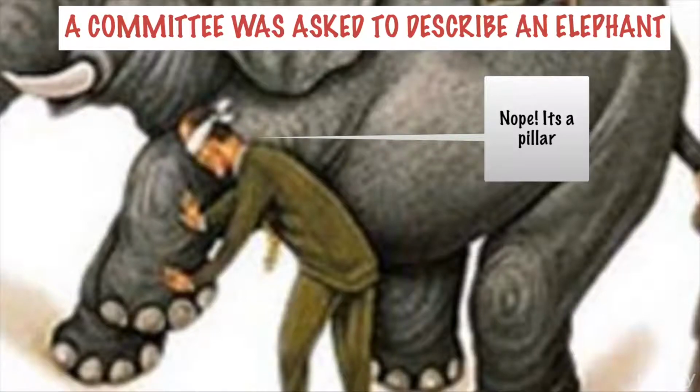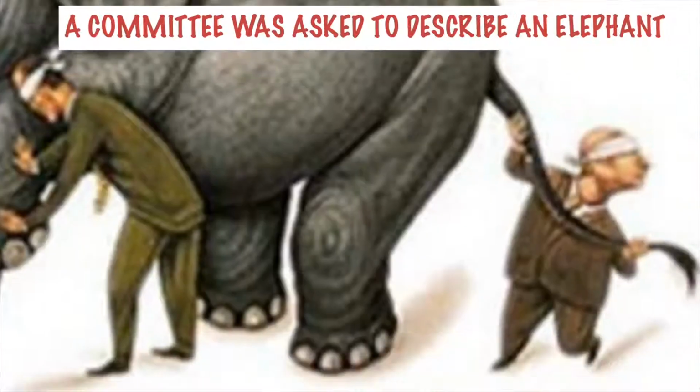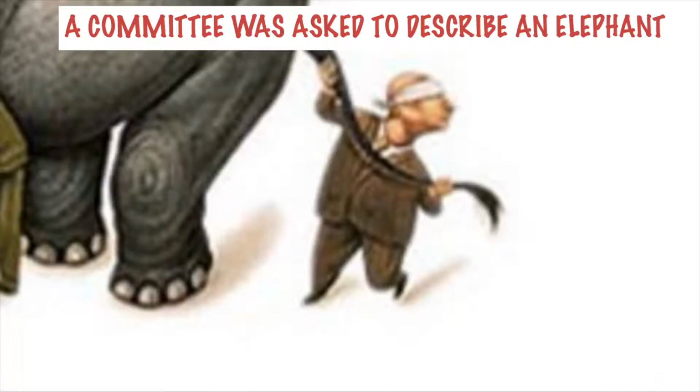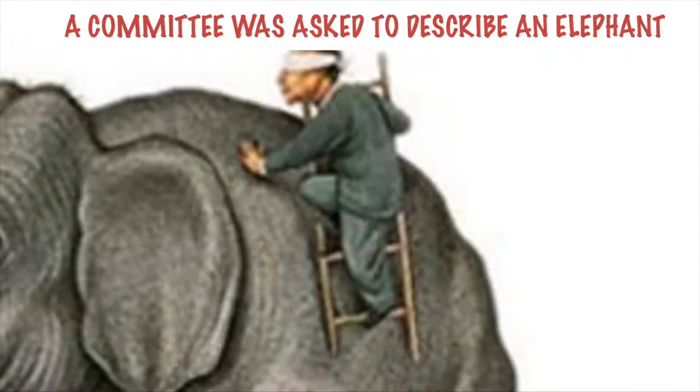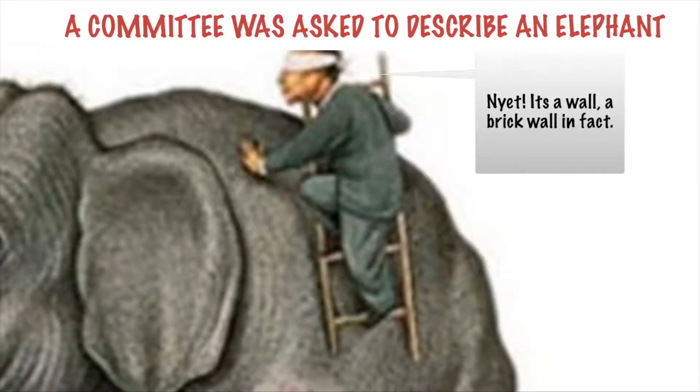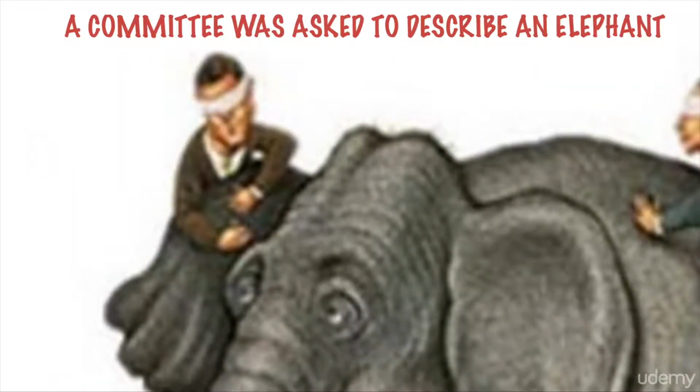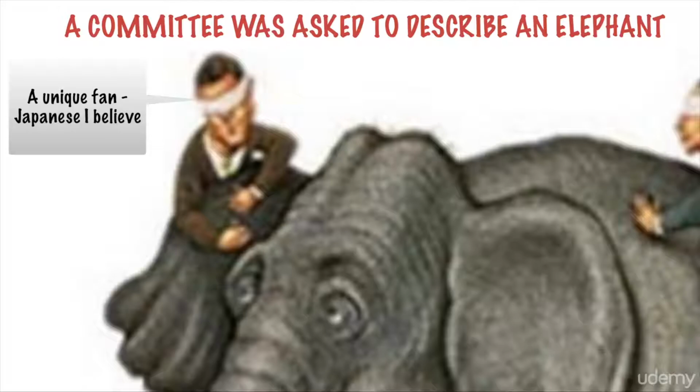The person at the tail of an elephant was convinced that the elephant was exactly like a rope. The person on top of an elephant and feeling the broad back of an elephant was convinced that the elephant was a wall, probably a brick wall. And the last member of the committee, who felt the ears of an elephant, was convinced it was a fan.